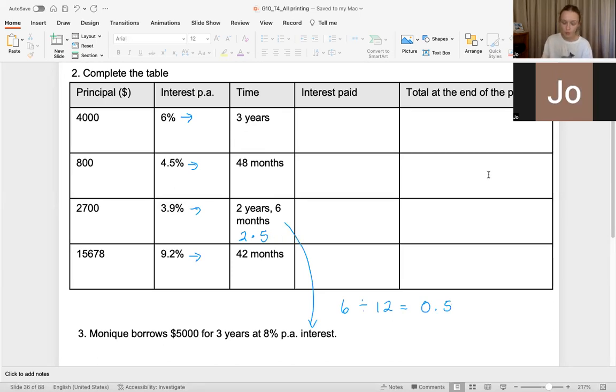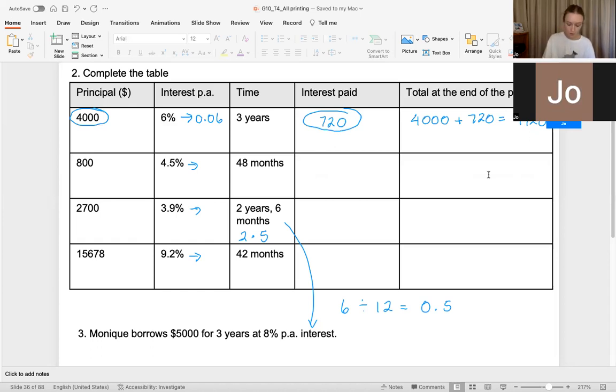Okay. So you've got the information there to find out your interest paid. Your total at the end of the period is going to be how much you started with plus the interest that you earned. Okay. So let's do it for this first one. I know that my 6% is going to turn into 0.06. 3 years, that's already in years. So I'll go 4,000 times 0.06 times 3. I get 720. To find out the total at the end of the period, I need to write in how much I started with, which was 4,000, plus 720. And that's going to be $4,720.